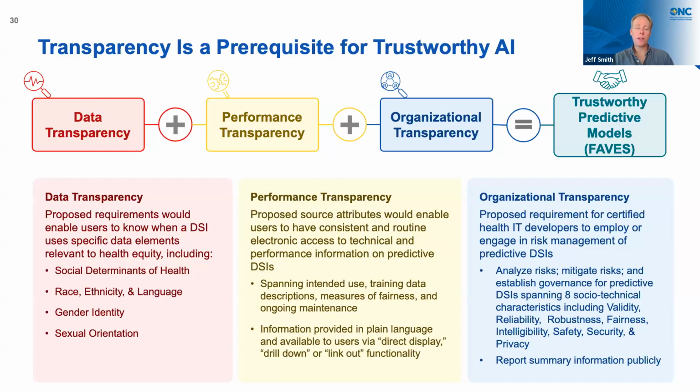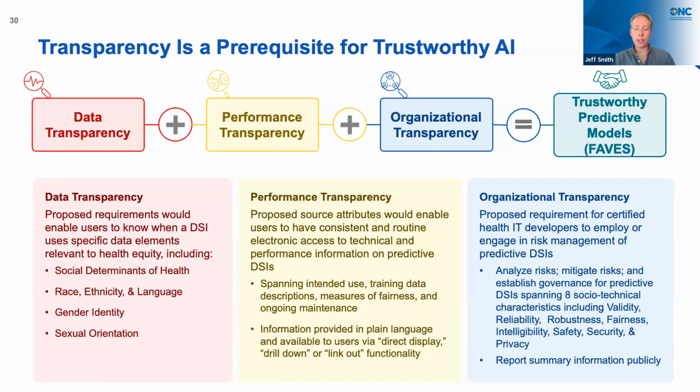On the performance transparency piece, this is specific to predictive decision support interventions. And really what we're looking to try and give users a sense of is how is the model intended to be used? What was the training data set or the example data set that was used to train it? Was the model trained for fairness? Was the model trained for validity? And potentially were these dimensions evaluated in local data? So those are really the performance and technical information related to the predictive DSI.